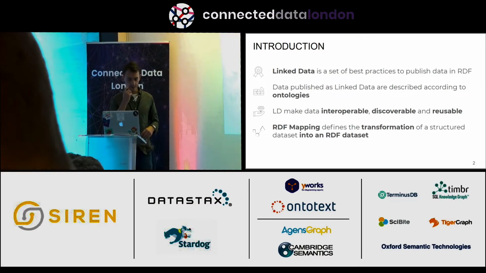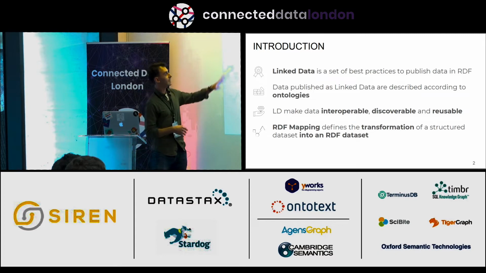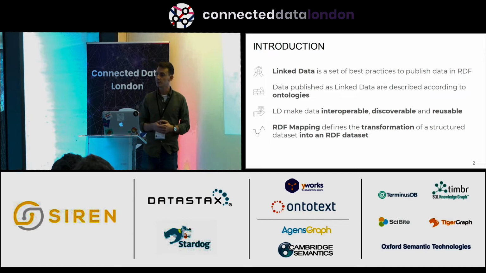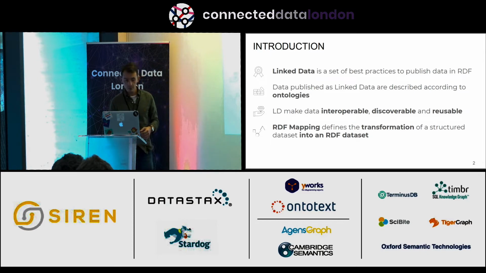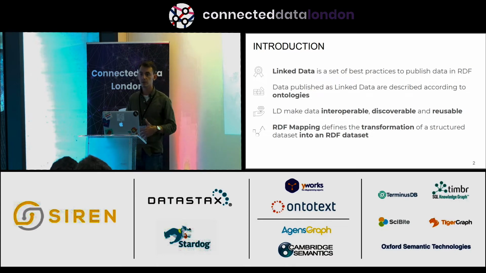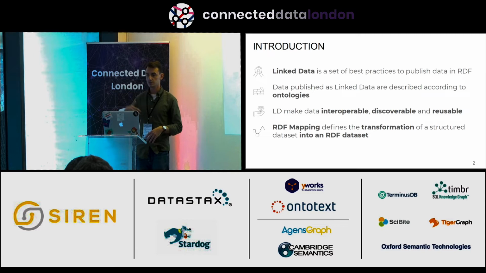So first, let's start with a little bit of context. So we have linked data. Linked data is a set of best practices to publish data on the web. When we publish data as linked data, we use ontologies or vocabularies to describe the meaning of the data. And by doing so, we make our data interoperable, discoverable, reusable, and a lot of other advantages.